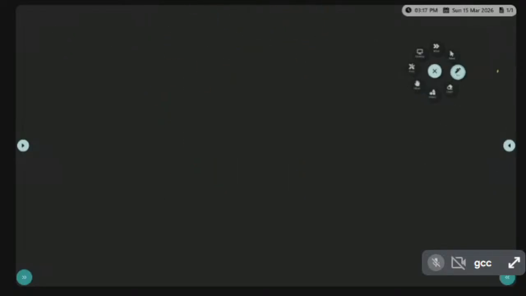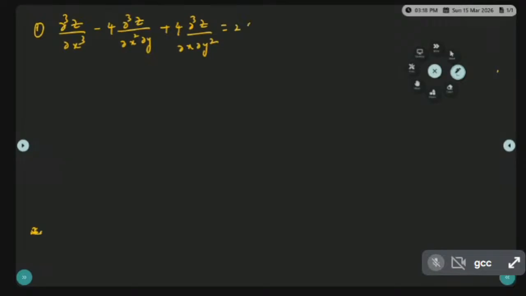Solve. First bench girls. Solve dou cube z by dou x cube minus 4 dou cube z by dou x square dou y plus 4 dou cube z by dou x dou y square equal to 2 sin 3x plus 2y.